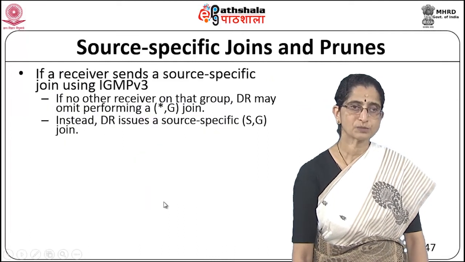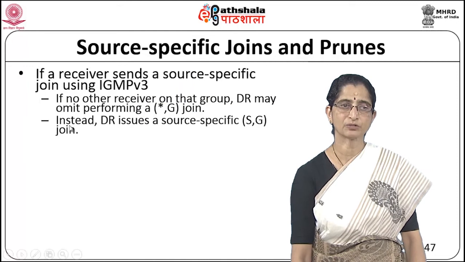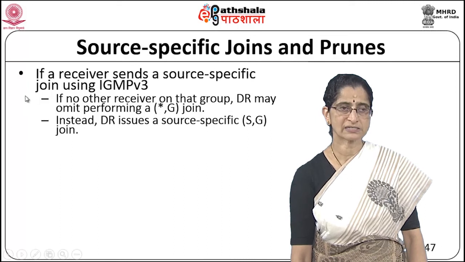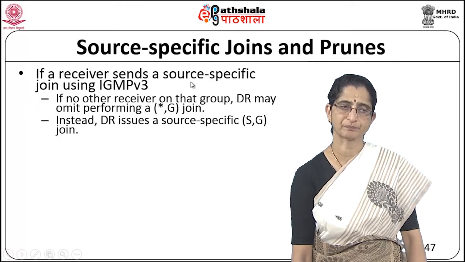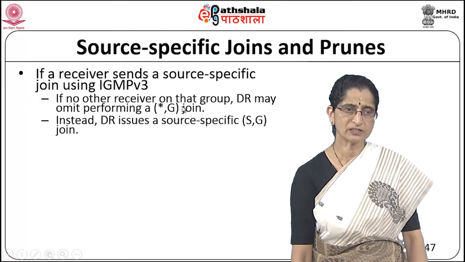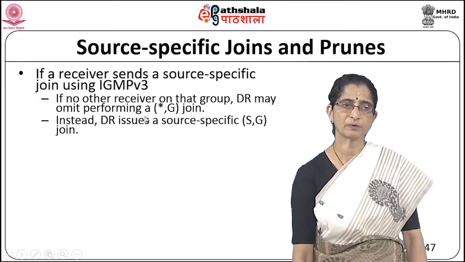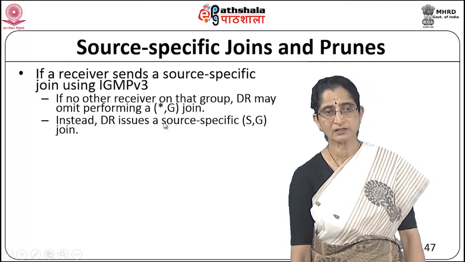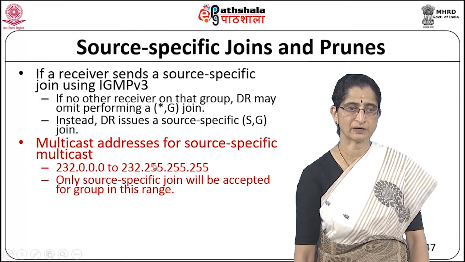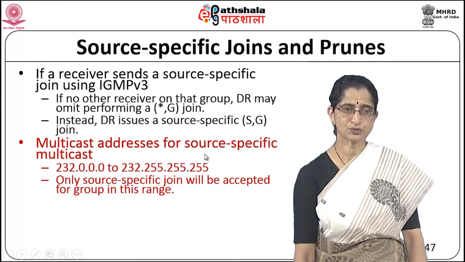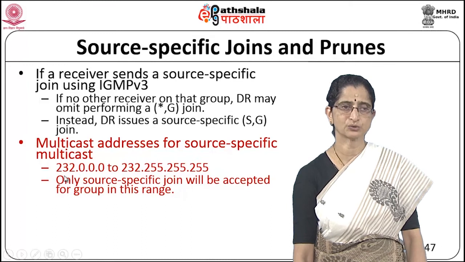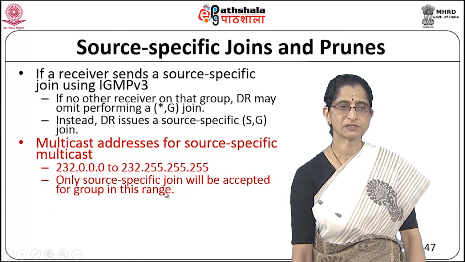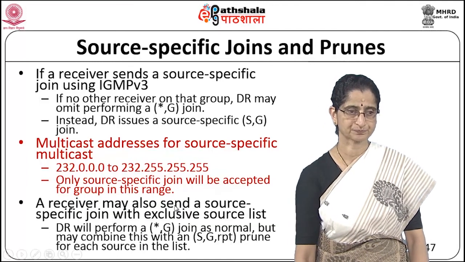There are also source specific joins and prunes supported as part of the IGMP v3 protocol. How this works is that if a receiver sends a source specific join using IGMP v3, and there is no other receiver on that group, the DR may omit performing a star comma G join, a wildcard join. Instead it could do a source specific join. These are certain optimizations available in IGMP v3. The multicast addresses used for source specific multicast are in the range 232.0.0.0 to 232.255.255.255, and only source specific joins will be accepted for groups in this range.